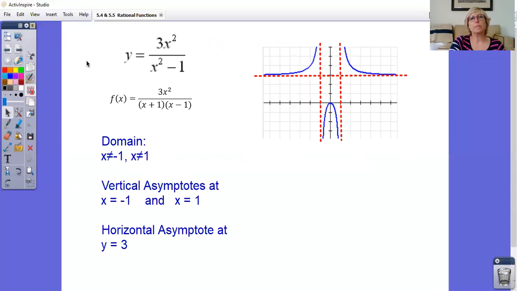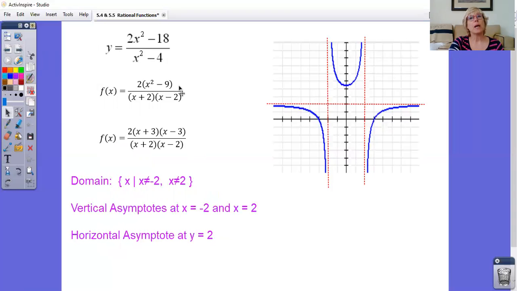So let's put some things together. In this example, I factored my denominator, my domain, x cannot equal -1, x cannot equal +1, because there are vertical asymptotes there. And you can see on the graph my nice little vertical asymptotes. Okay, the horizontal asymptote. Remember, look at the original. The degree on top is 2, the degree on bottom is 2. So I will have a horizontal asymptote at 3 divided by 1. Chop the y-axis at 3. Pretty easy.